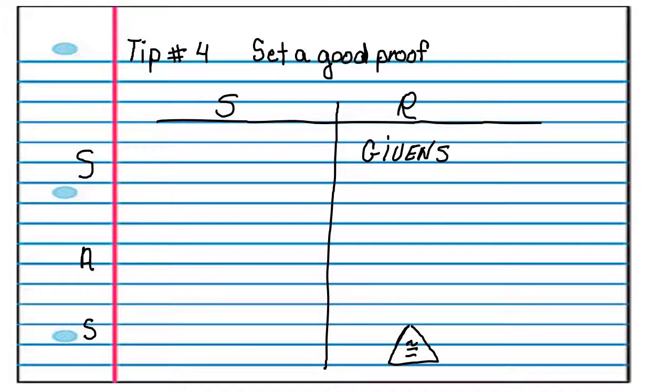Last, tip number 4, set a good proof. You've got your picture drawn, you got your given, you got your proof, you got your statement side, you got your reason side. Then you're going to pick that roadmap. What are you going to use? Put the letters along down the side of the proof here. For instance, if we were going to use side, angle, side, I would put an S, leave some space, an A, leave some space, and an S.